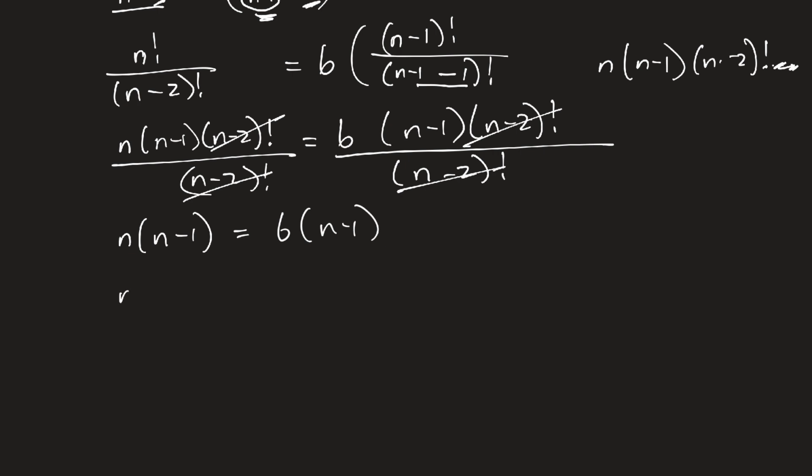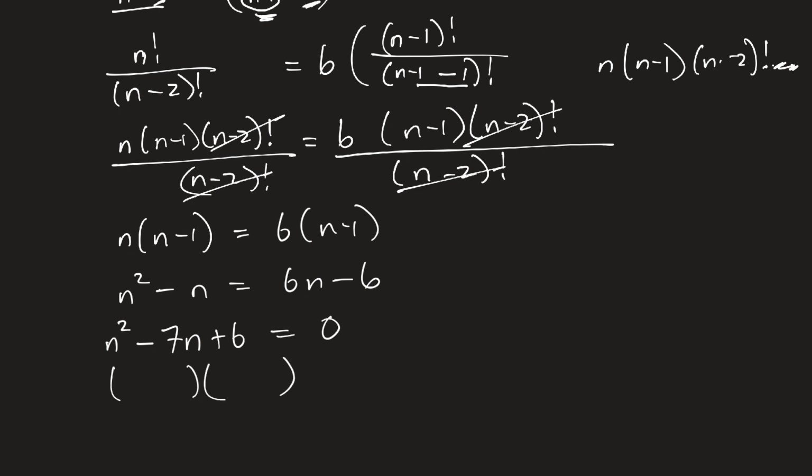Now let's do the distributive property, and then let's collect our n's. So I have n squared minus 7n plus 6 is equal to 0. Now I'll try and factor. I think it's (n minus 6)(n minus 1). So either n is 6 or n is equal to 1.